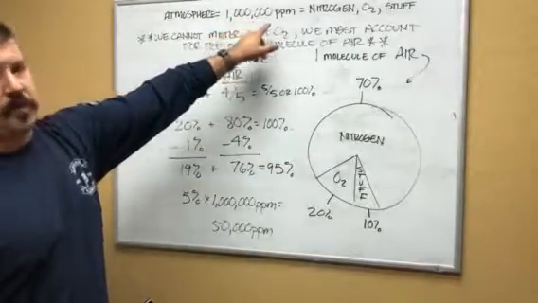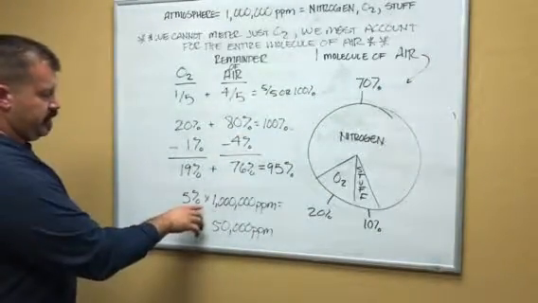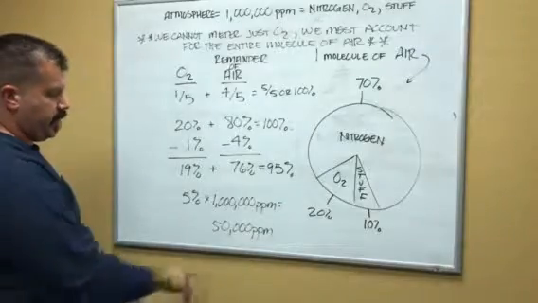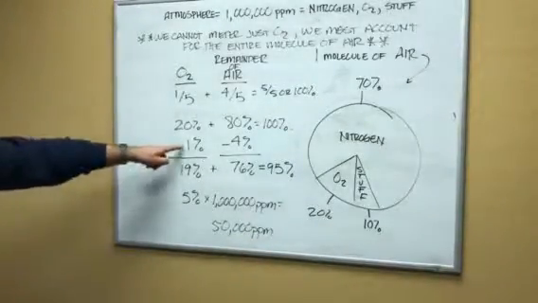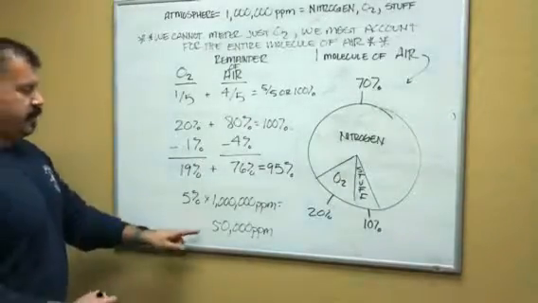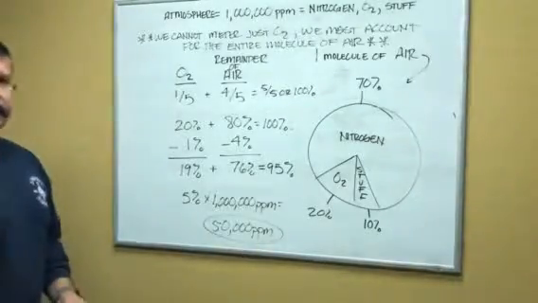Well, what we're going to do is take that 5%, and we're going to remember that our atmosphere has 1 million parts per million. So real quick, we're just going to take 5% times 1 million parts per million, and we're going to get 50,000 parts per million. So a 1% change in oxygen is equal to 50,000 parts per million. And that's how that's done.